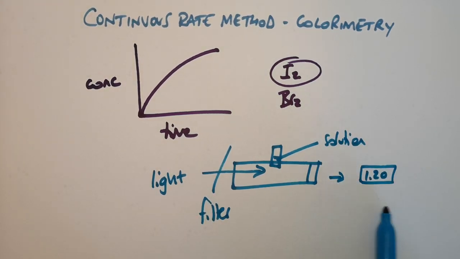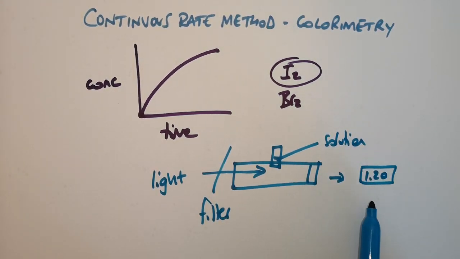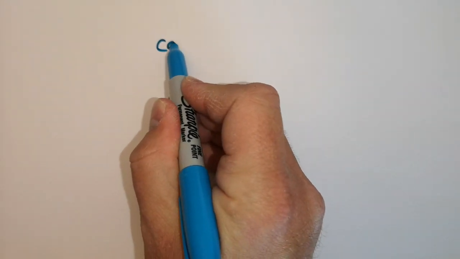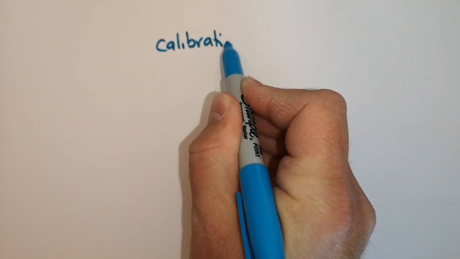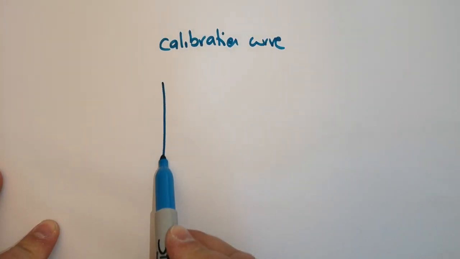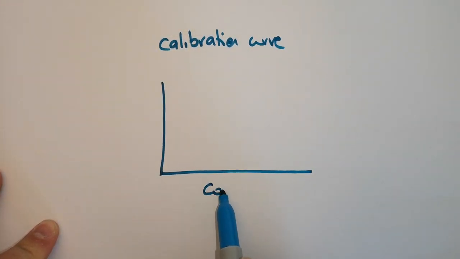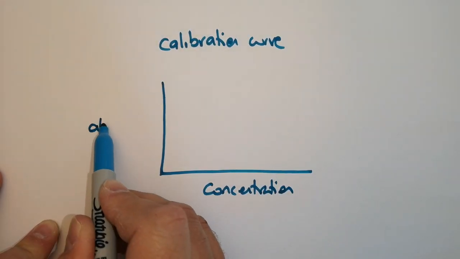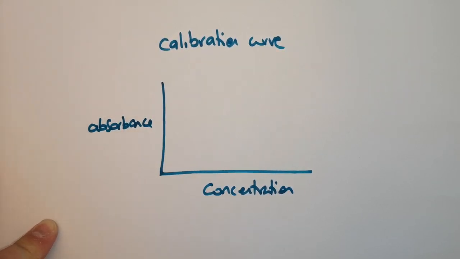Now, as I mentioned, the problem with a colorimeter is that this value doesn't really mean much. There's no units, there's no standard scale even for a colorimeter. Every colorimeter is slightly different. So what you need to be able to explain is how we would calibrate a colorimeter. So in that case, what we'd do is we'd make a calibration curve. So what we'd have to do in this case is we'd try and get a graph of concentration against absorbance for that particular colorimeter.